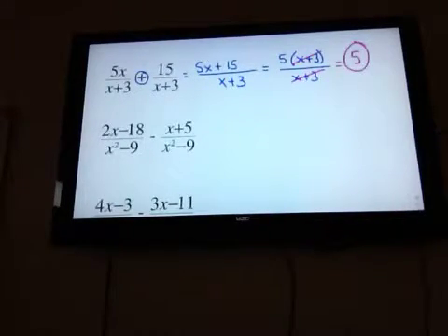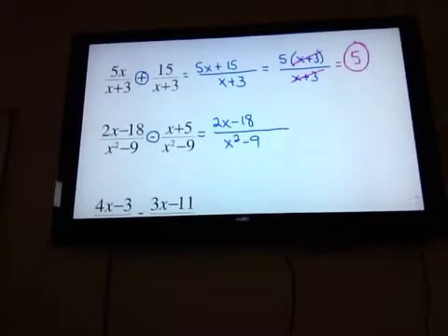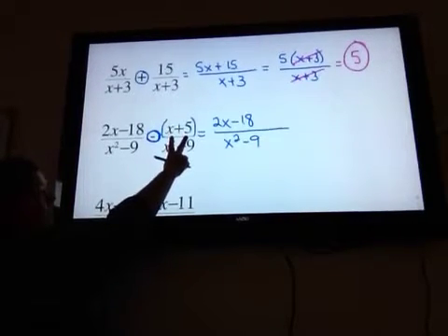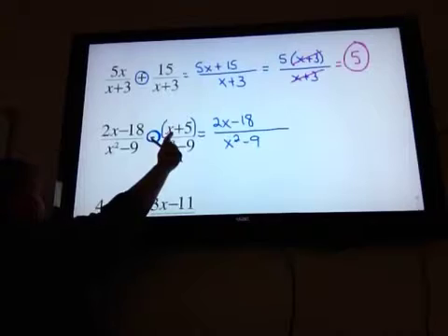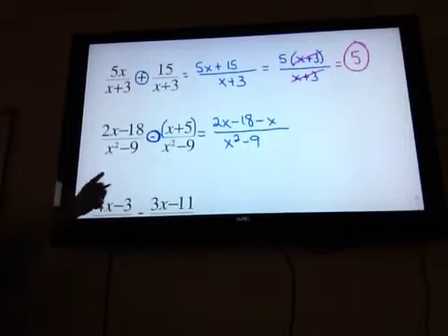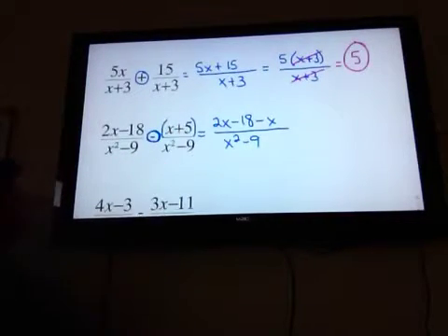Okay, next one. Denominator is the same, x squared minus 9. So 2x minus 18 comes over. Now here's the trick. This is subtraction. It is subtracting all of the second fraction. So that means that that minus goes to everything. And if it's helpful to you, put that in parentheses like I did. So minus to a positive x makes it minus x. And then minus to a positive 5 makes it minus 5.